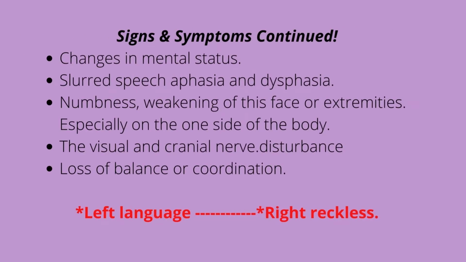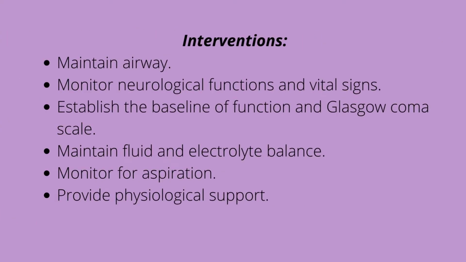Some of the signs and symptoms of a CVA include changes in mental status. We'll have slurred speech, aphasia, as well as dysphagia. We're going to have a sudden severe headache. Visual changes will be noted. There will be cranial nerve disturbance, and the patient will experience numbness or weakness of the face or extremities, especially on one side of the body. Remember, key thing: left language, right reckless.